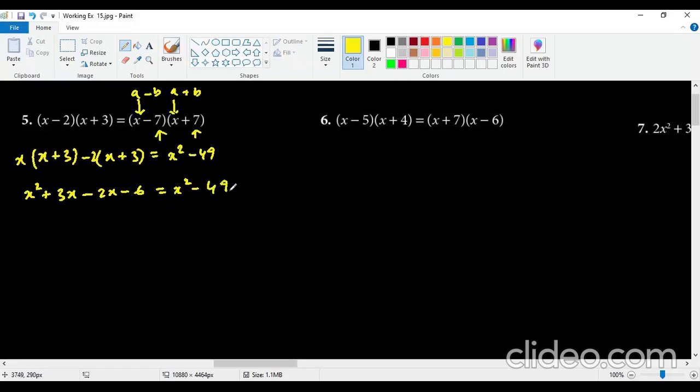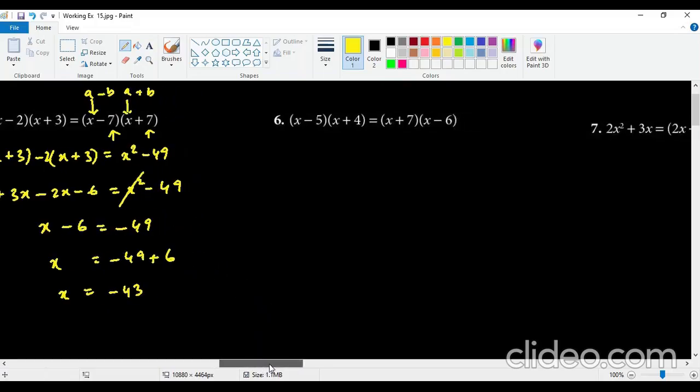As you can see, both the sides have x square, so I'll cancel them. So 3 minus 2 is going to give us x minus 6 equals negative 49. So x will be equal to negative 49 plus 6. So you'll be definitely subtracting from 49. So it's going to give you 49 minus 6, which is going to give us 43. So negative 43 is going to be the answer for this question.